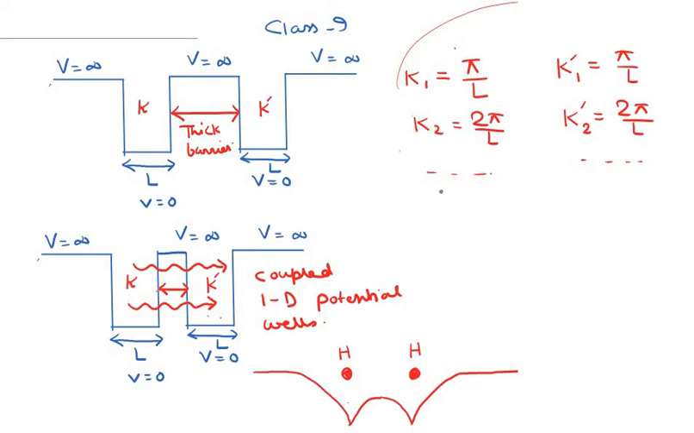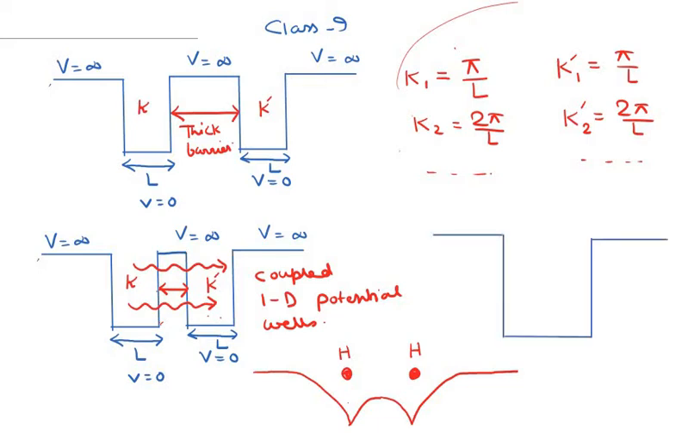So how do we find the allowed k states in such a structure? Let us consider the extreme case. If we bring these two wells closer to one another, and continuously keep on bringing them close, at one time the barrier would reduce to 0. If we keep on reducing the thickness of the barrier gradually, a time would come when the thickness of the barrier becomes 0, and then we would have only a single potential well.